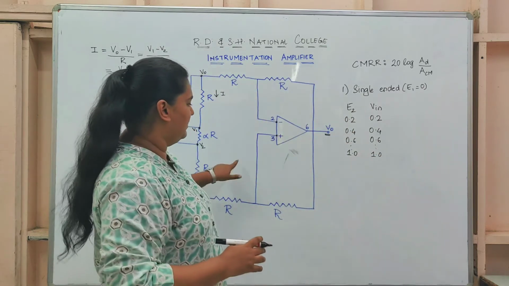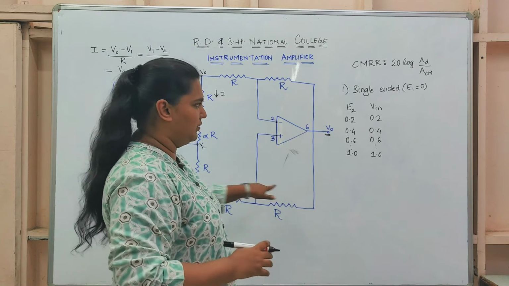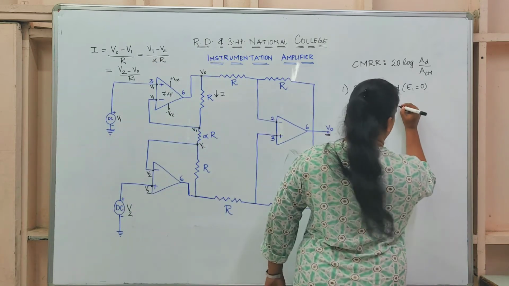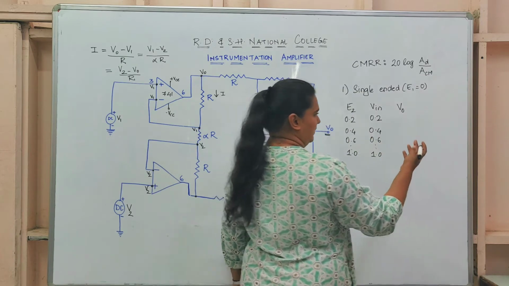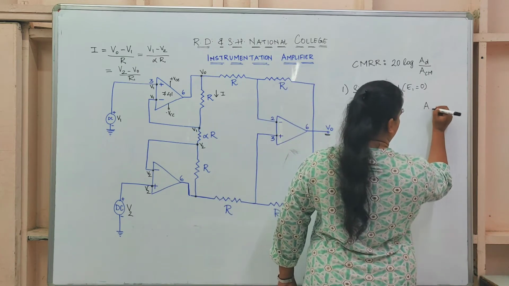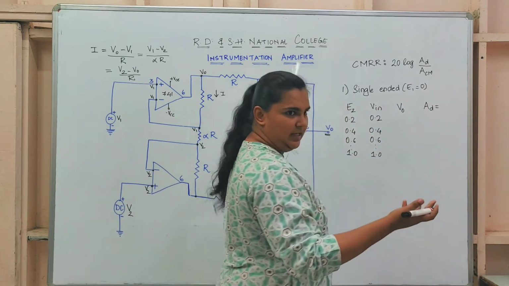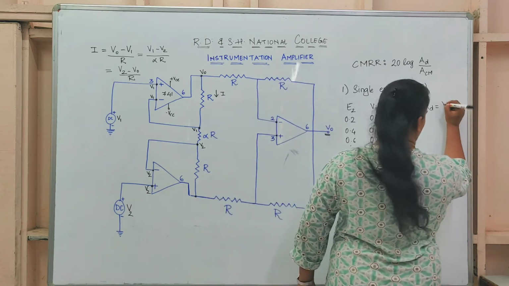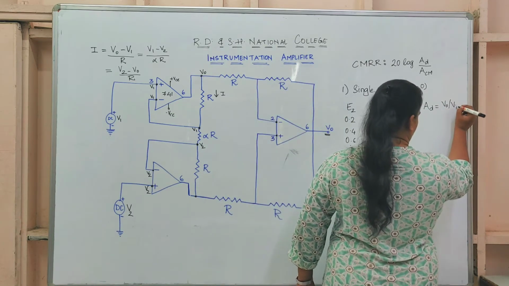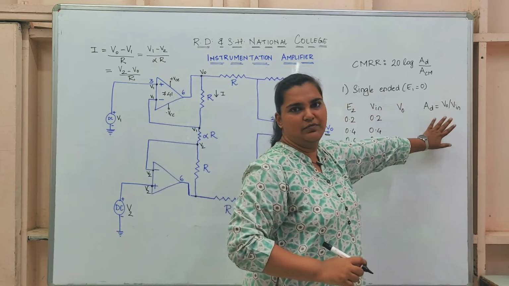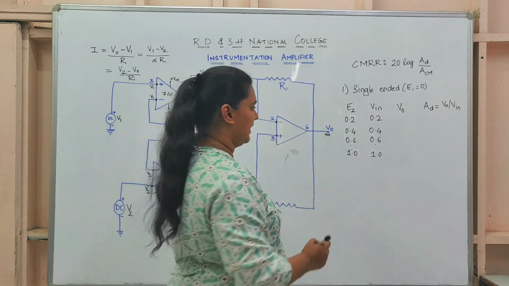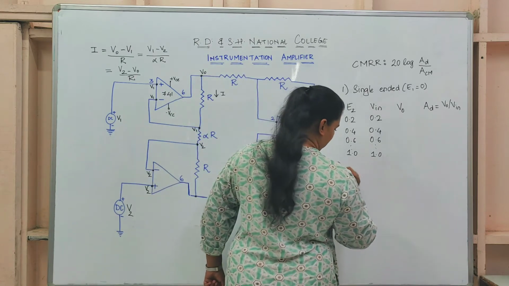Because of the entire gain factor across all the resistances, you will get some V out. After you get the V out, you will calculate AD, which is differential gain, and gain in the case of an op-amp is V out upon Vn. So this will give you the single-ended differential amplifier gain. Now the second part we'll do is double-ended.